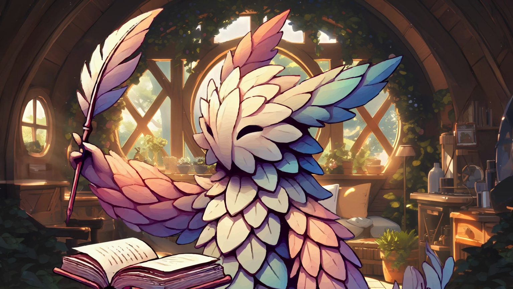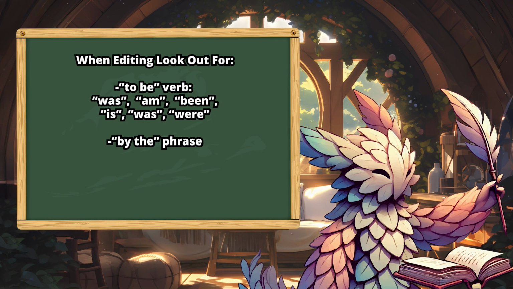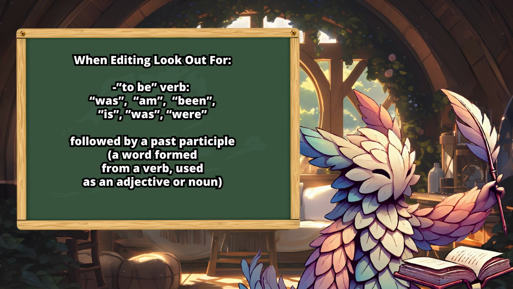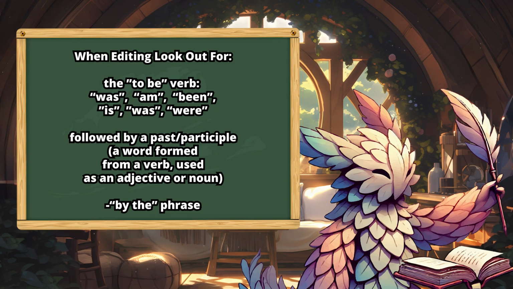But too much passive voice can make your writing feel distant, sluggish, and way more wordy than it needs to be. When revising, keep an eye out for was or were, followed by a past participle, like the sword was forged by the blacksmith. Phrases like "by the" are also a dead giveaway. Most of the time, flipping into active voice makes for a stronger, more immediate sentence.